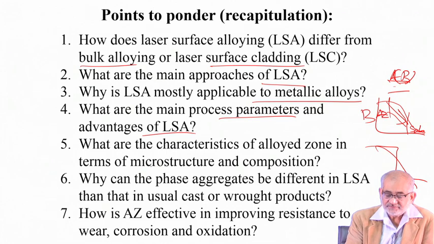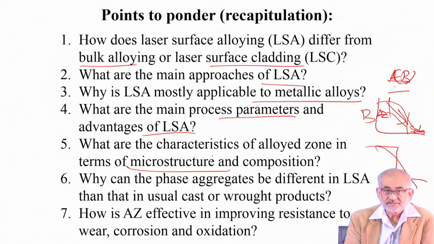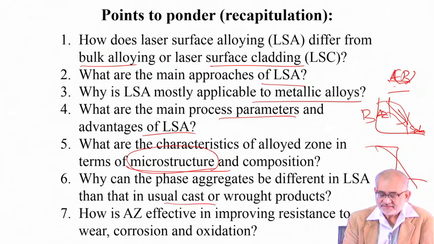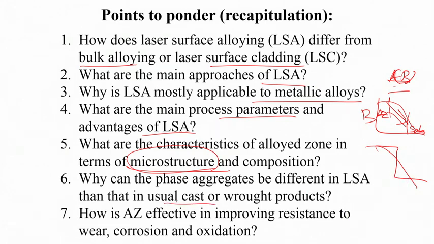We actually need a very thorough characterization of the microstructure and composition. And the main advantage of laser surface alloying lies in the fact that we create a microstructure which is metastable, which is different from equilibrium process microstructures, which gives us very many advantages like we saw in the few examples before. And this phase aggregate that we form will be different than a typical cast or wrought product because of this metastability of the microstructure, deviation from the equilibrium processing.